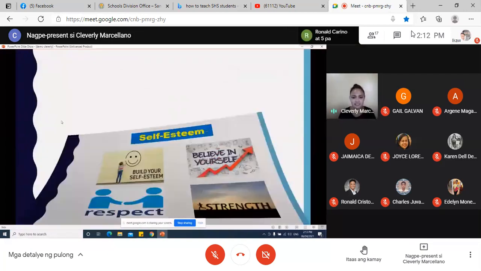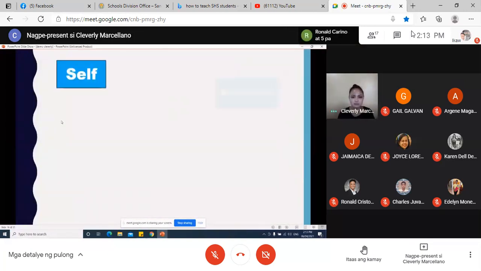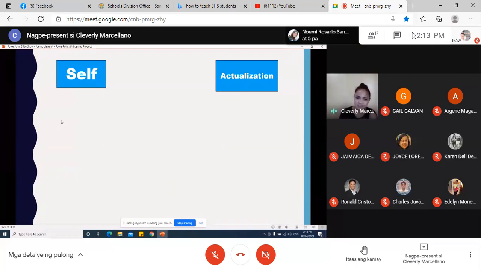And the last one is self-actualization. Self-actualization is about fulfillment. It is about you already achieving your goals in life. Like nakapag-graduate ka, nakapagtrabaho ka, nakapag-ipon ka na, at magpapahinga ka na lang at magre-relax because you already fulfilled your goals in life. So next, I repeat the 5 levels of Maslow's hierarchy of needs.